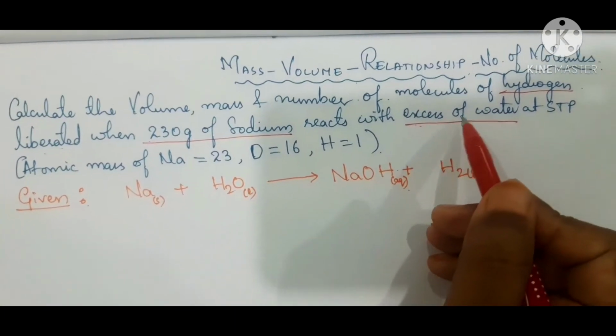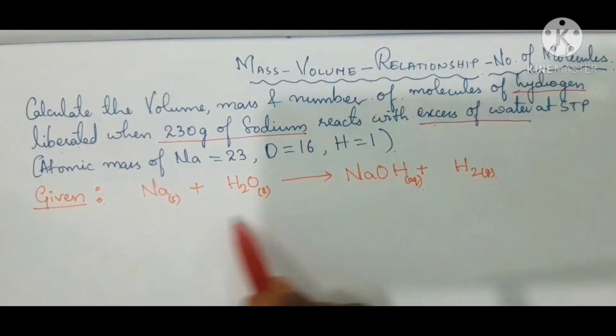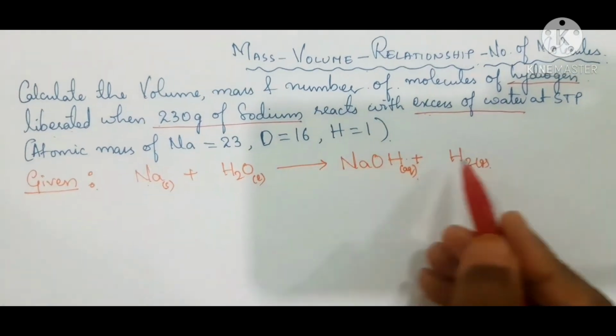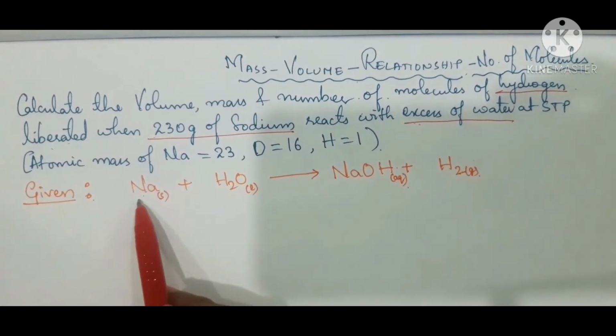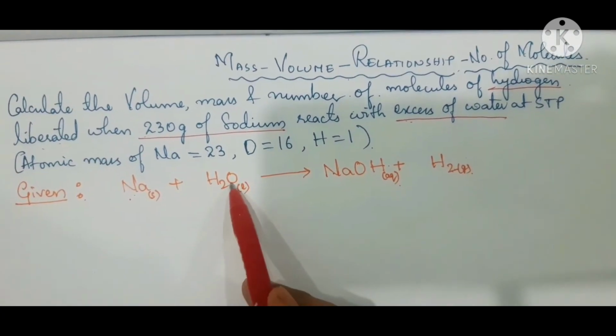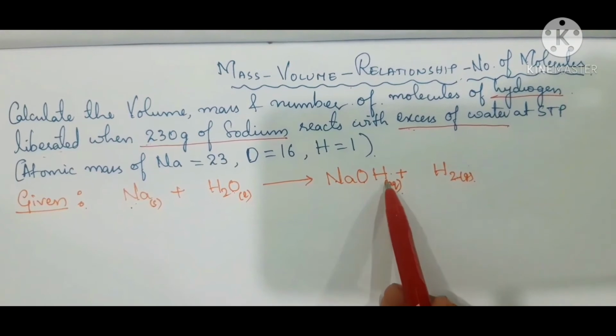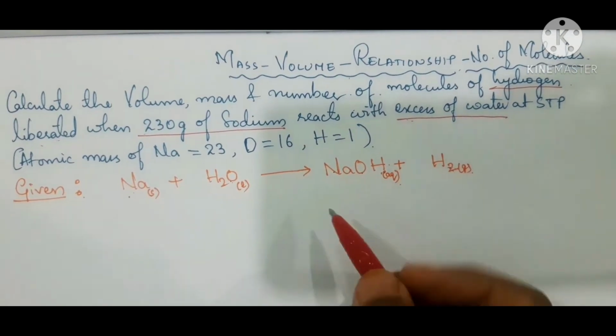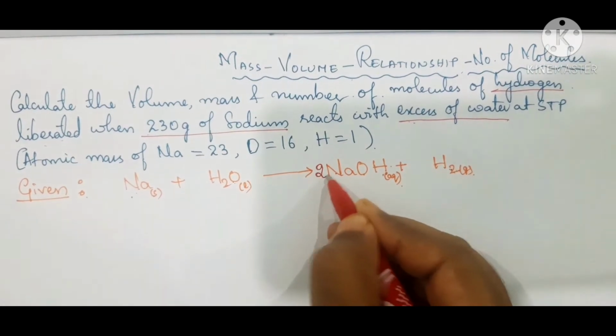By seeing this question, you need to first write the equation. I have written the equation, but you have to see whether it is balanced or not. Here sodium is 1 atom, here also 1 atom. Oxygen is also balanced, but on the left there are 2 hydrogen atoms and on the right hand side 3 hydrogen atoms. So to balance it, I will place 2 here.